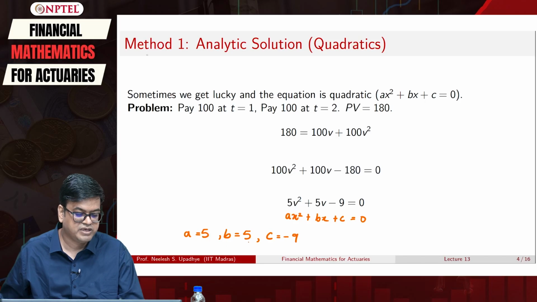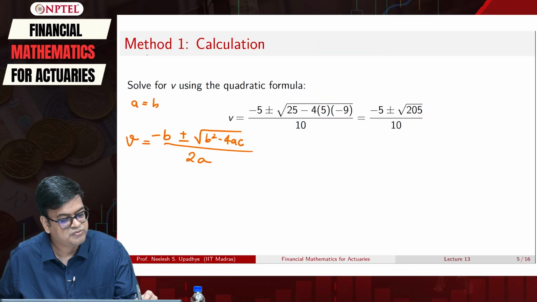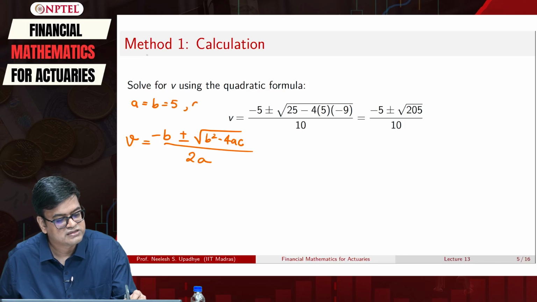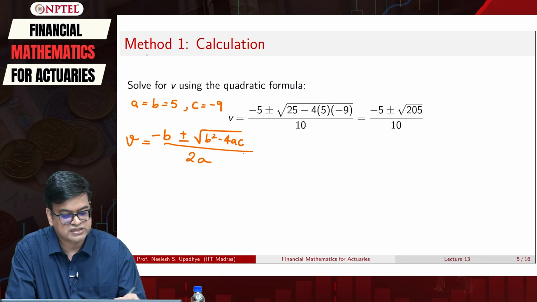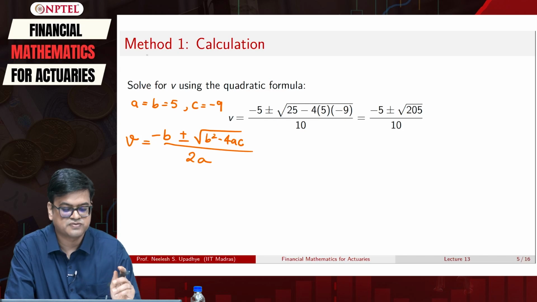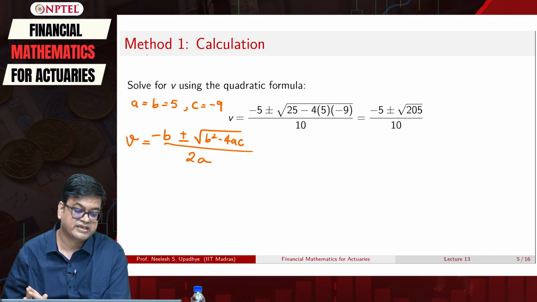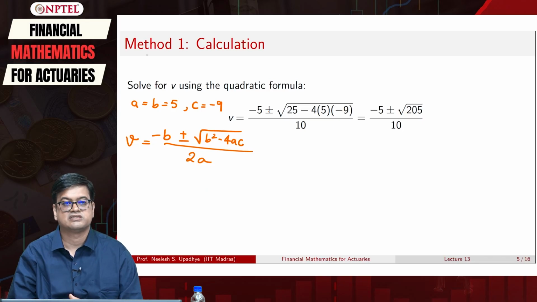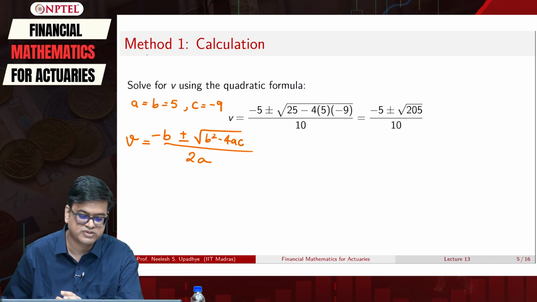A is 5, B is 5, C is minus 9. A equal to B equal to 5, C is minus 9, right. So just plug in these values and you get this formula. As usual, the negative interest rate is ruled out because it's not a valid number, right. So I will just focus only on the positive part of this number.